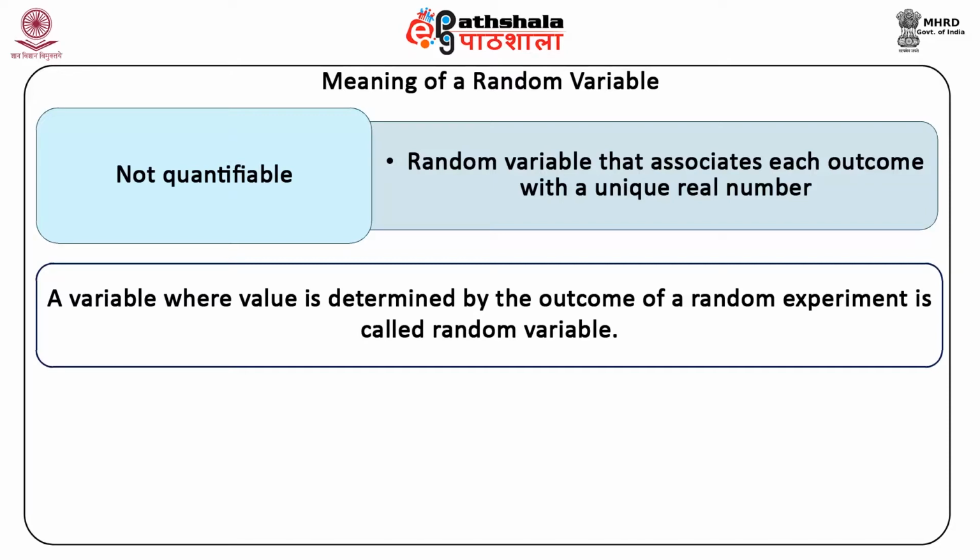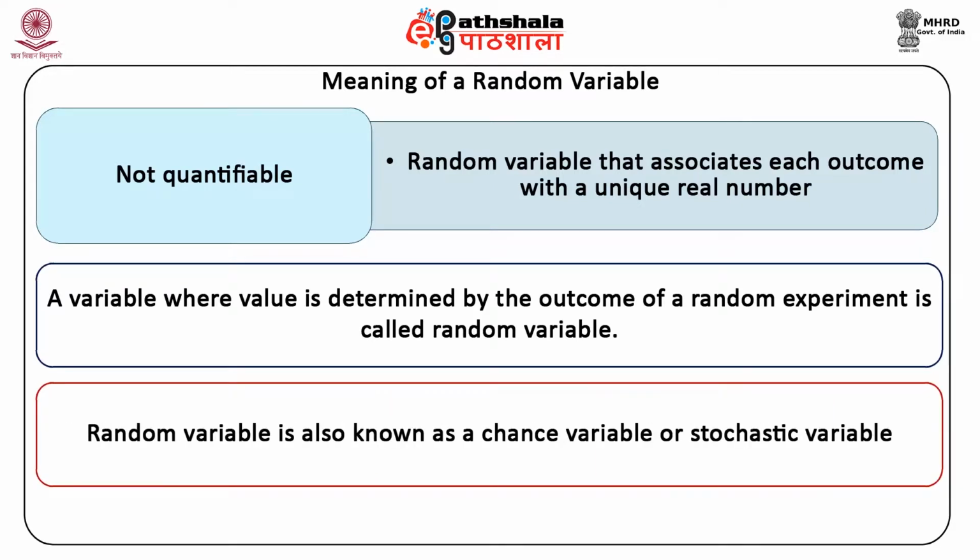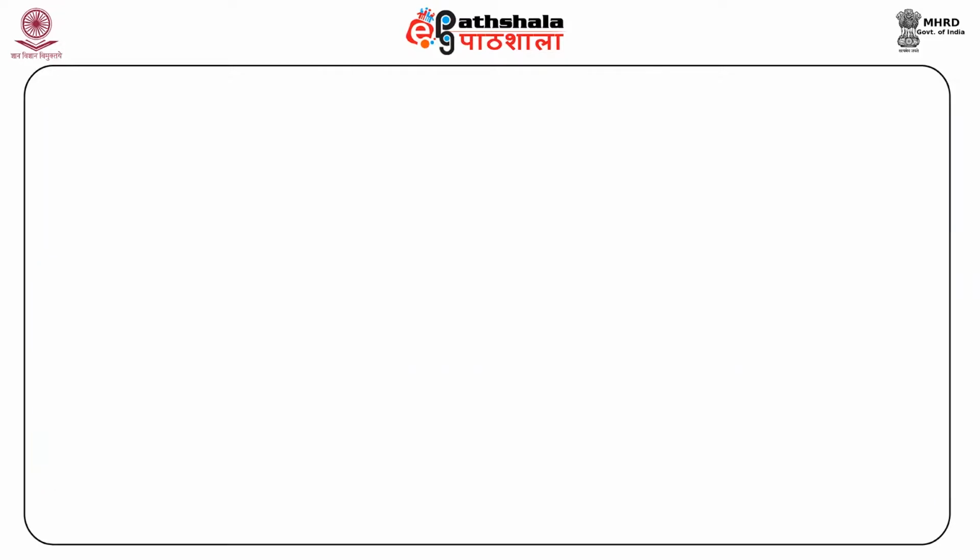A variable whose value is defined by a mathematical rule or function for every possible outcome of a random experiment is called a random variable, as defined by Cornell and Paulson. A random variable is also known as a chance variable or stochastic variable. There are 2 types of random variables: discrete random variables and continuous random variables.